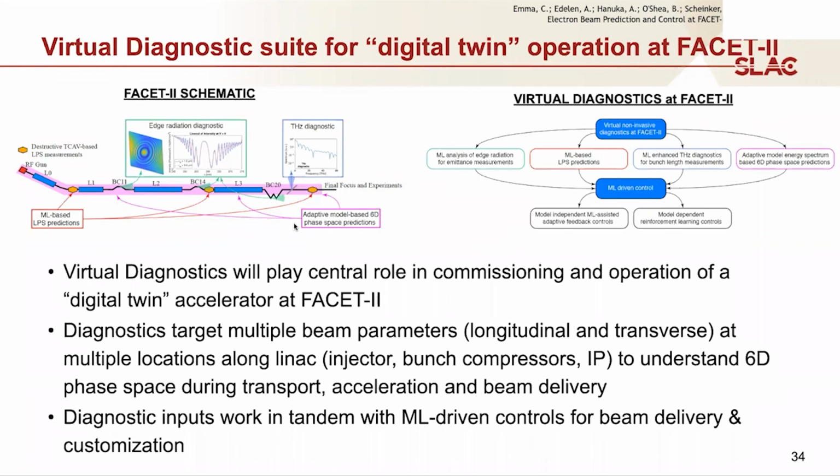And then we can also wrap all of these diagnostic inputs into two kinds of machine learning driven controls: model independent ML assisted adaptive feedback, which is a long-winded way of describing the result I discussed in the previous slide, and also model dependent reinforcement learning controls. This is the idea and the goal for a series of experiments that have been approved at FACET, which will incorporate all of these virtual diagnostics into machine learning driven control systems to hopefully improve beam delivery to users for all of the experiments that are planned at FACET-II.